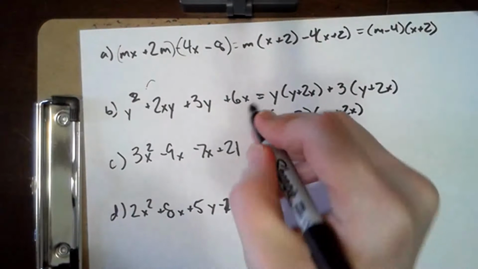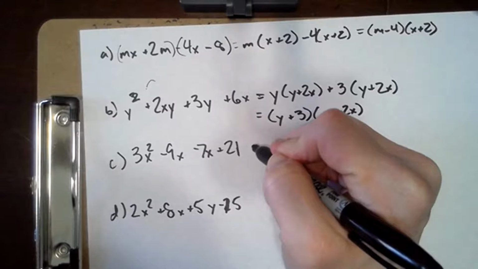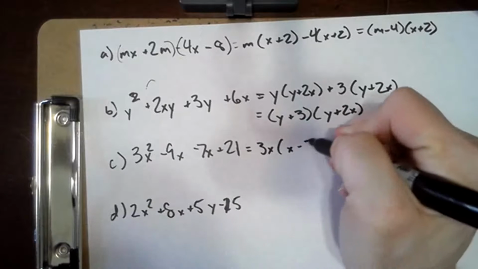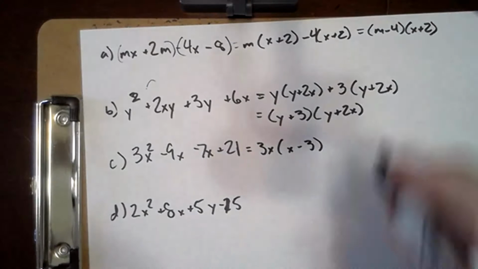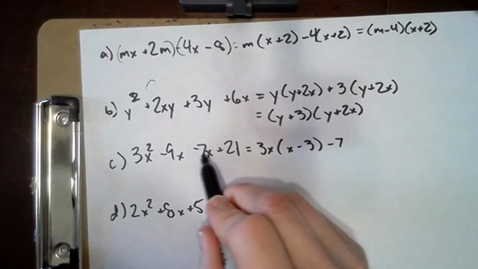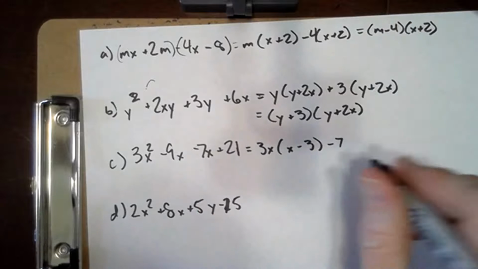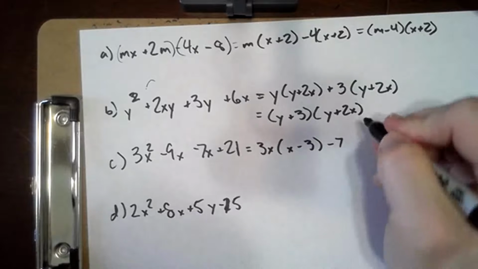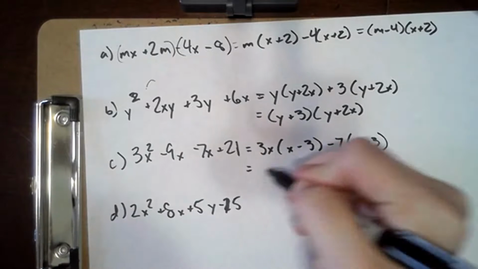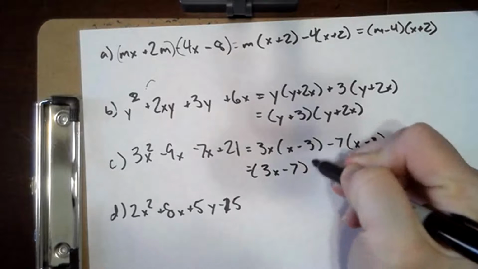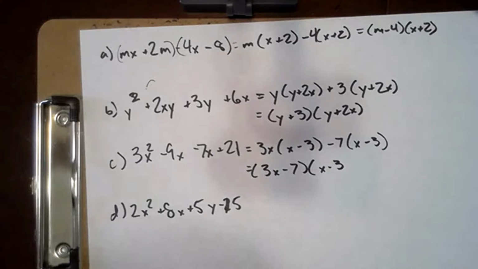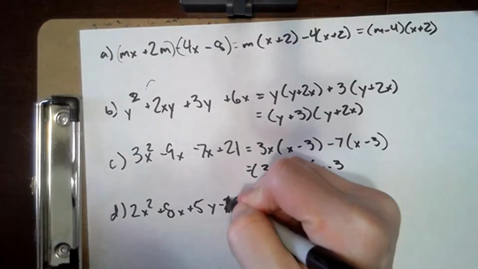Next up, we've got 3x squared minus 9x minus 7x plus 21. So from the first two terms, I'll factor a 3x, and I'm left with x minus 3. And then I will subtract, this is a minus 7 here. Minus 7 goes into both negative 7x and positive 21. When we factor that out, we wind up with an x minus 3 here as well. So that's 3x minus 7 times x minus 3.